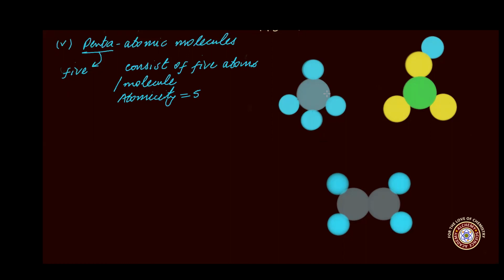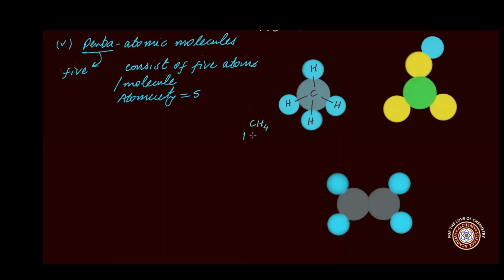Look at this molecule. It is actually methane molecule. The central atom is carbon, which is singly bonded to 4 hydrogen atoms. These hydrogen atoms surround the central carbon atom tetrahedrally. Therefore its geometry is tetrahedral, and the molecular formula of this molecule is CH4.